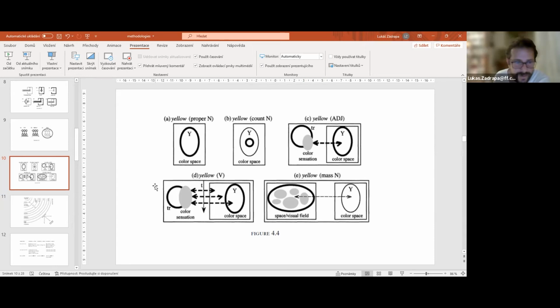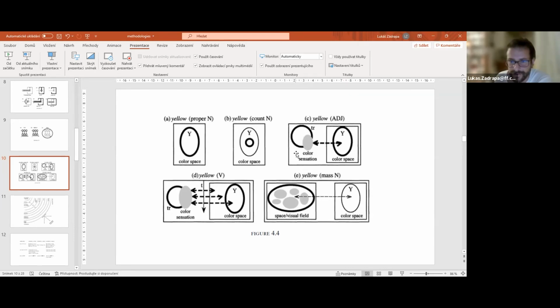This is the same with adjectives, so I think I need not repeat myself, but again we have this yellow adjective. At least I can say that we have this color space where we have different colors. This Y is yellow, the region of yellow, and we have some static relationship that does not evolve in time because it is an adjective. It is basically stative.